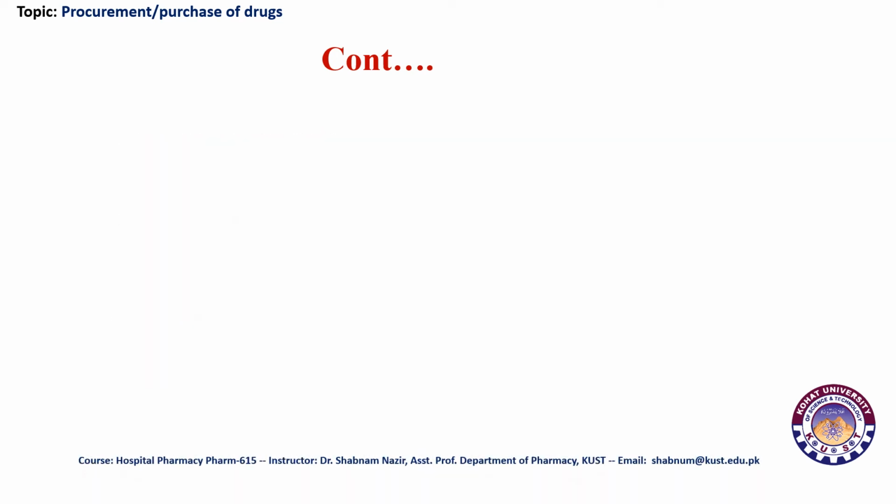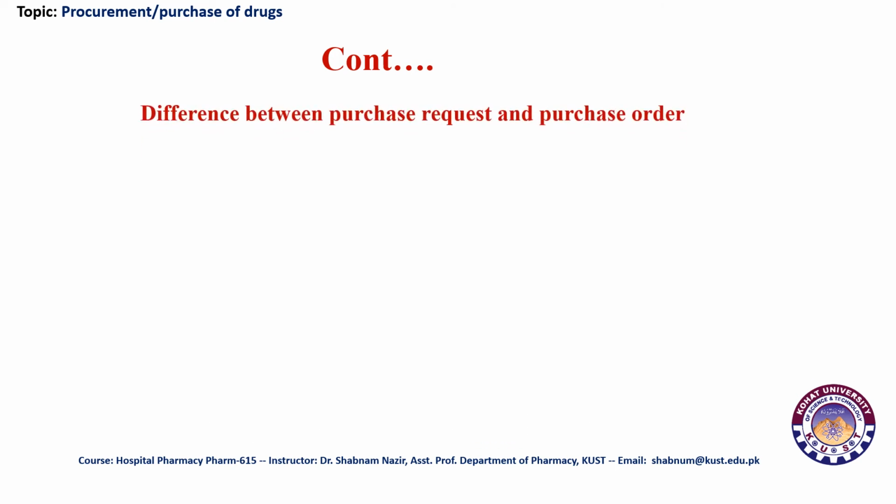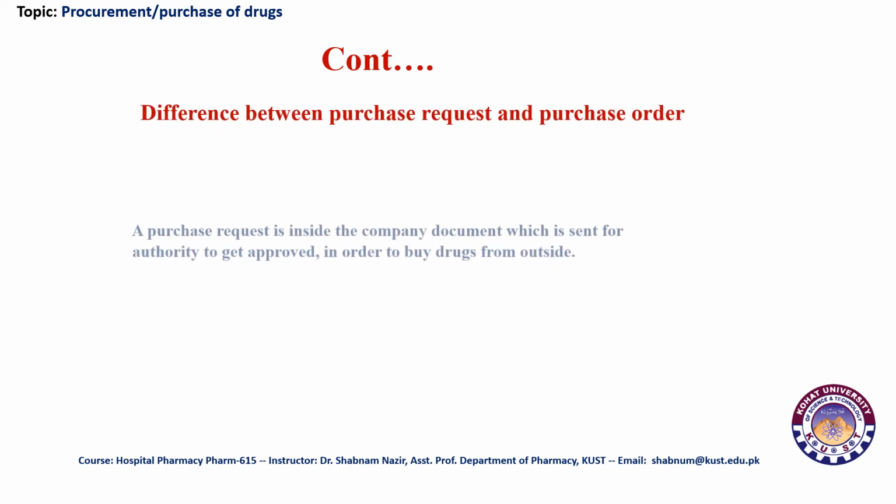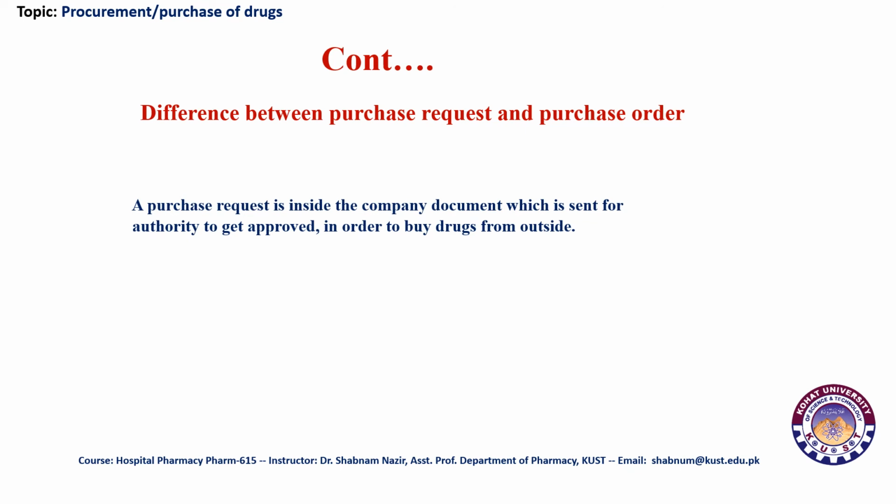Difference between purchase request and purchase order. A purchase request is an inside company document which is sent to the authority to get approved in order to buy drugs from outside. So it might be developed by the pharmacist or the pharmacist and purchasing agent together, and this is actually the list of medication which have to be ordered by that company, or the hospital pharmacy of that hospital. So basically this has to be approved by the administration of that hospital, and then after its approval it would be ordered further.